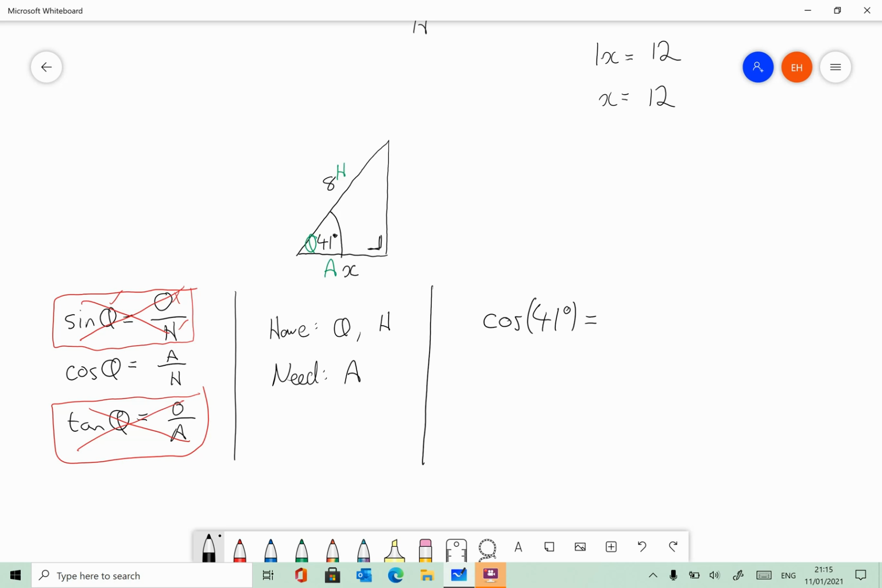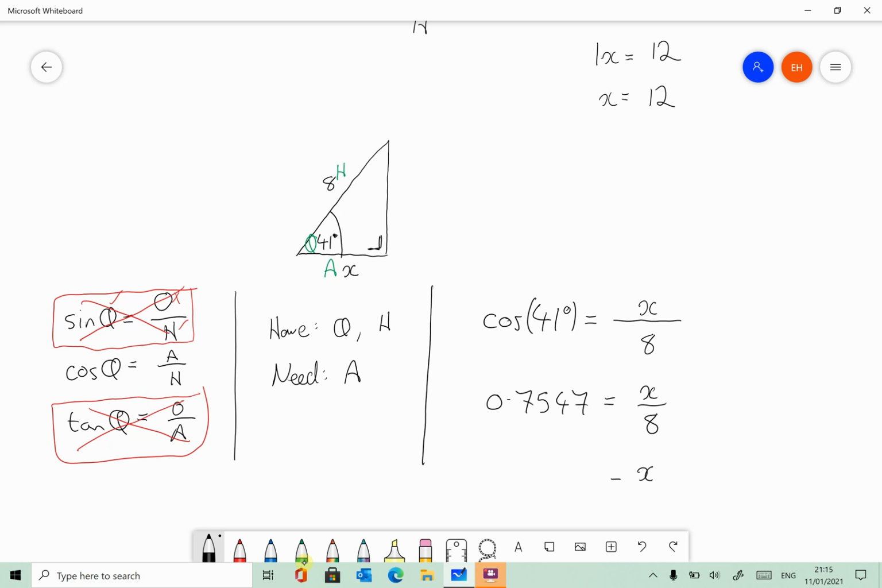just for my calculator, equals some fraction. And the fraction is A over H. So my A is X and my H is 8. Okay, I don't like doing trigonometry, so I get out of cos 41 as quick as possible. I put it into my calculator. In my calculator, I hit cos, and 41 equals 0.7547 equals X over 8.